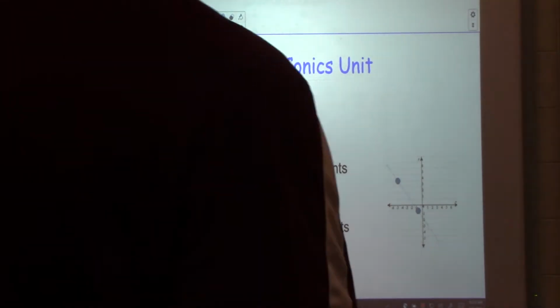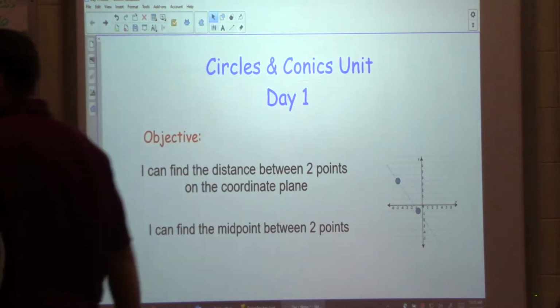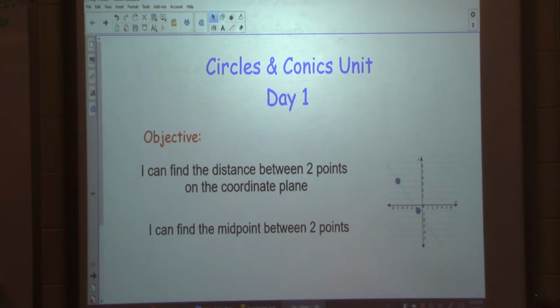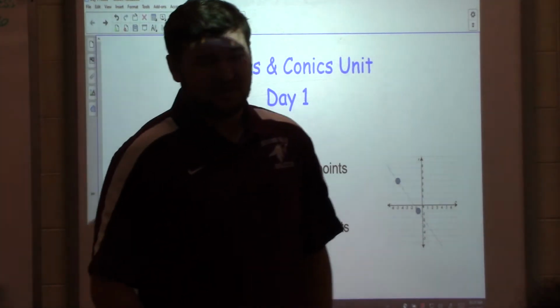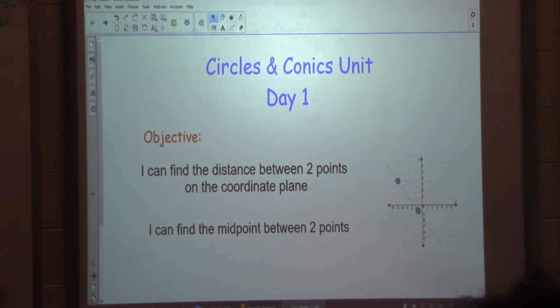So, here we go. Day 1, Unit 3, Circles and Conics. Today's going to be super easy. We should have about 20 minutes of work time. So we had first hour. So if we can get through this quickly, we'll have a lot of work time because it's a lot of review stuff. All we're doing today is talking distance and midpoint formula.